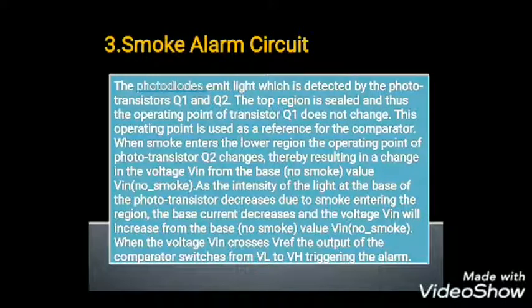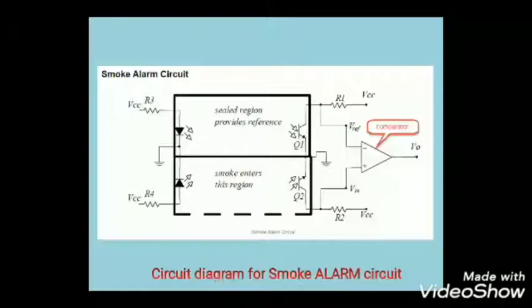Smoke alarm circuit. This circuit triggers the buzzer whenever it detects smoke or fire nearby. This circuit mainly uses a smoke gas sensor to detect the level of smoke. This is the circuit diagram for the smoke alarm. Here, the photodiodes emit light which is detected by the phototransistors Q1 and Q2. The top region is sealed and thus the operating point of transistor Q1 does not change. This operating point is used as a reference for the comparator.